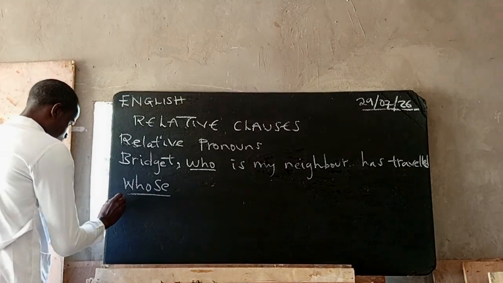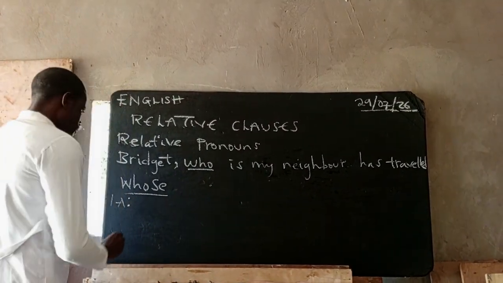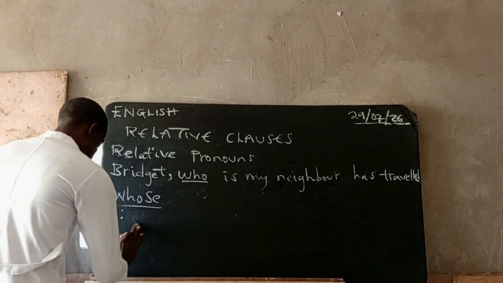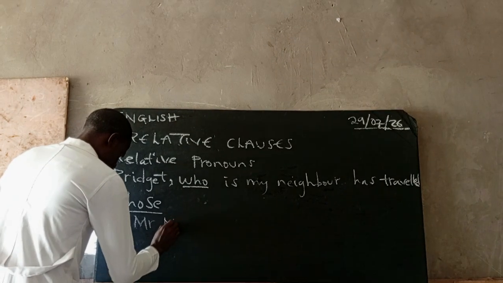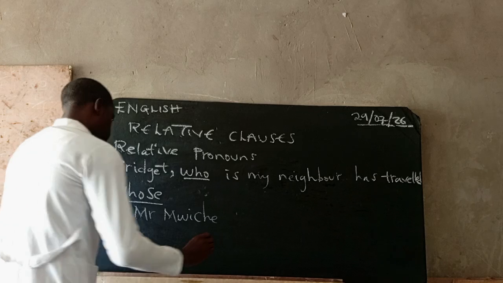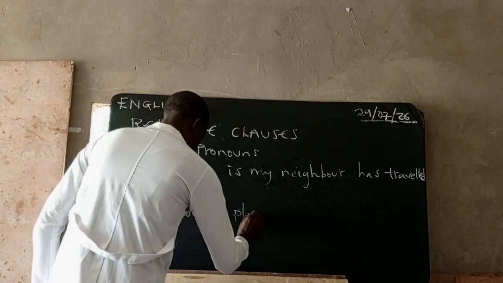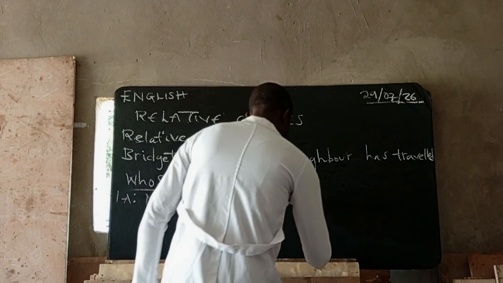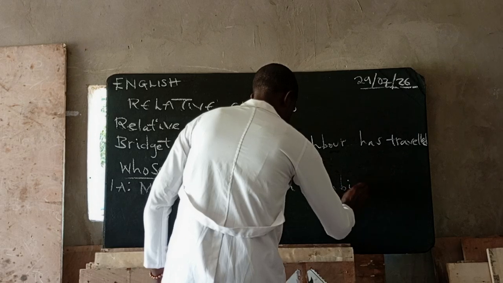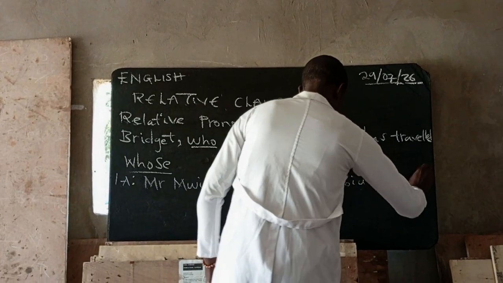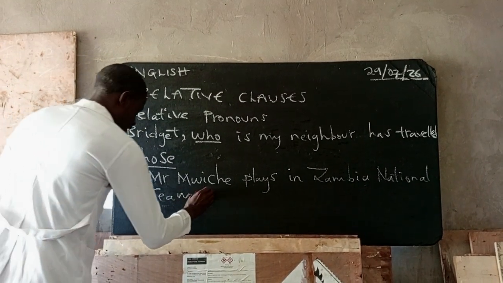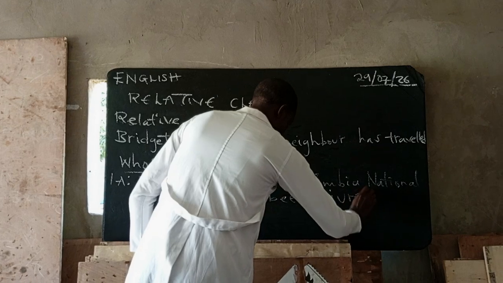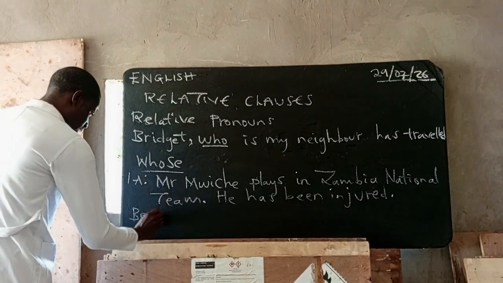I'll give you one sentence, then I'll ask you to transform it. I'll start with a noun. I'll say, Mr. Mwiche plays in Zambia national team. Full stop. Then I'll say, he has been injured. The examiners will ask you to transform this sentence.